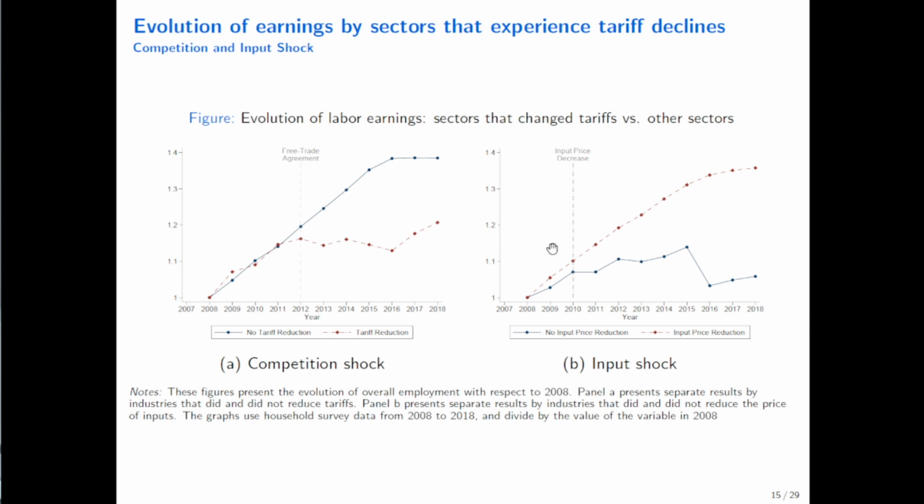And then we have the input shock. So it's the same figure, but then we have the ones that didn't experience the input price reduction, which is going to be the blue line, and the ones that experienced the input price reduction. So we observed that the trends were similar before the shock, and then after the shock, the ones that didn't experience the input price reduction contracted a little bit, while the ones that experienced an input price reduction expanded.